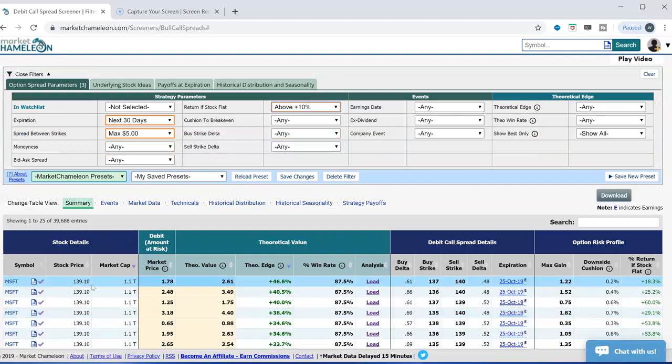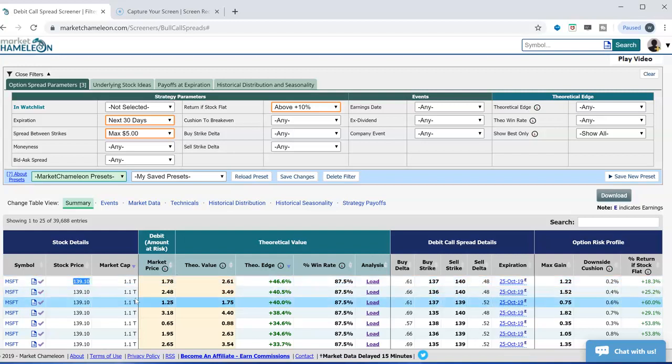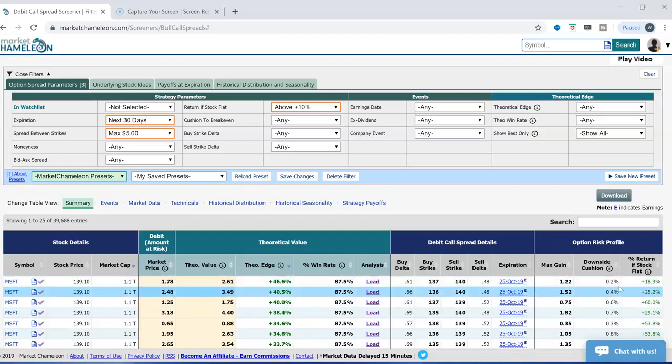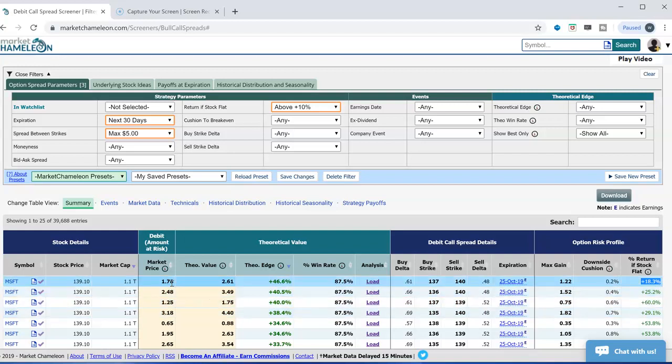So see here, Microsoft's 139.10. You pay 1.78 for the 137, 140 call spread, and if the stock is flat at expiration, that will be an 18% return on your risk. So over here, you add $1.78 to 137, so that's 138.78. If Microsoft finishes at 139.10, then you bought the stock a little bit below there, and that's an 18% return on your risk.